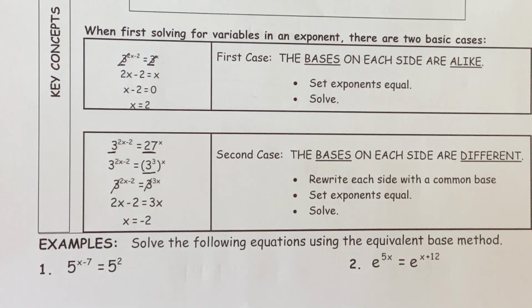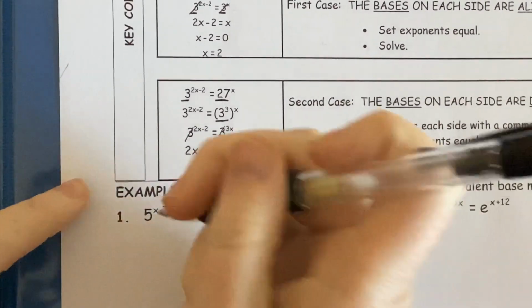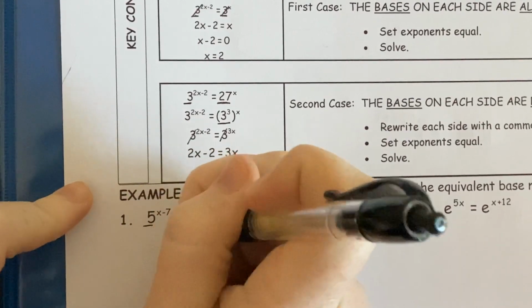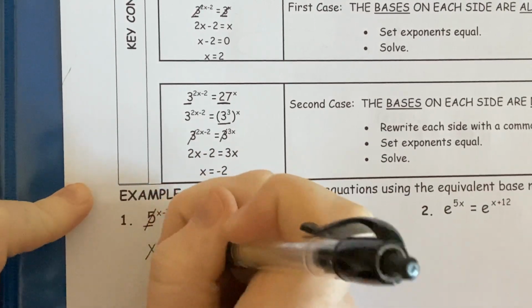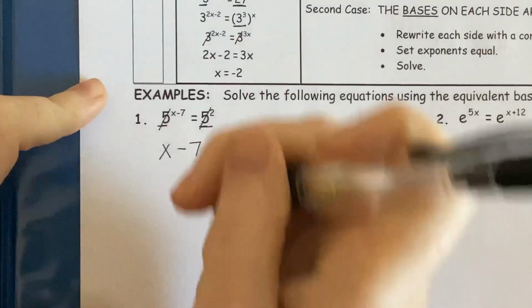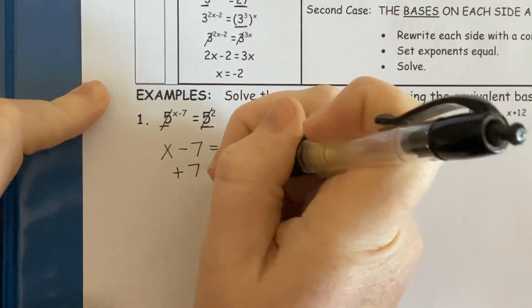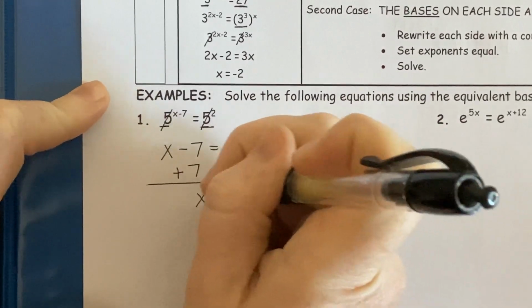All right, so we're going to do some of these examples. I'll leave some of these examples for class, but we'll work through some, and if you have any questions, you can ask those tomorrow in class. So first one, super easy. Again, we have a 5 as a base, a 5 as a base. They're the same. We're going to cancel those out, and it's just going to be x minus 7 equals 2. Then you're going to solve for x like normal. We would add 7, x equals 9. Done.